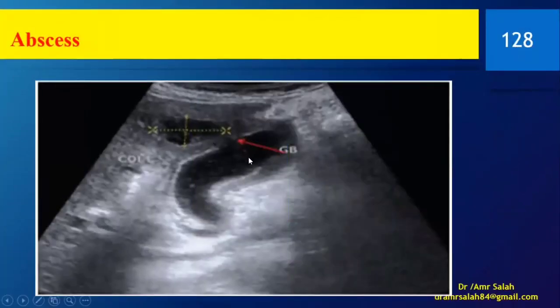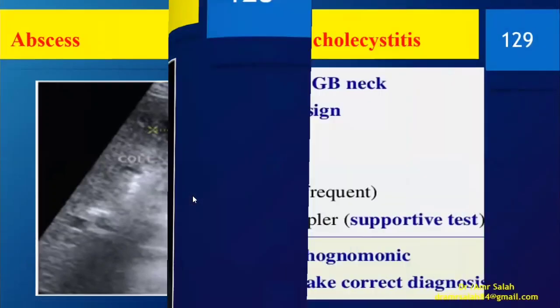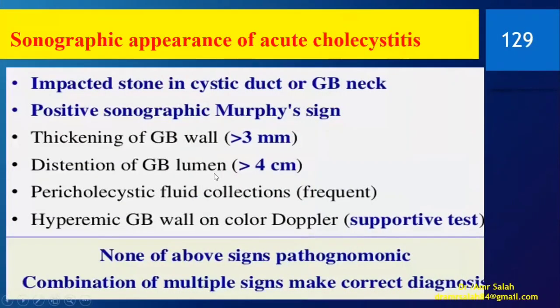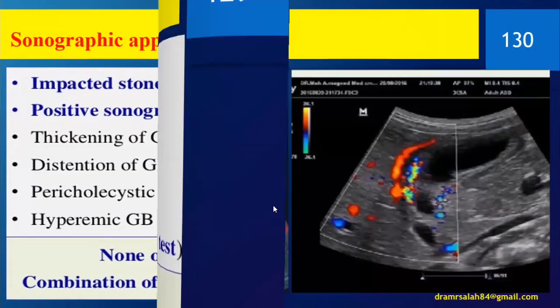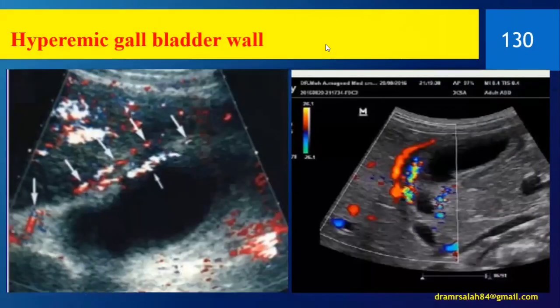Voila. Look at this gallbladder. It has a very thick wall, and adjacent to it, it has an abscess. So this is cholecystitis with an abscess. This is the pericholecystic fluid collection. It can be around it or it can be in the form of an abscess. Look at the hyperemia. As we said in the first part, it's important to see the cystic artery.